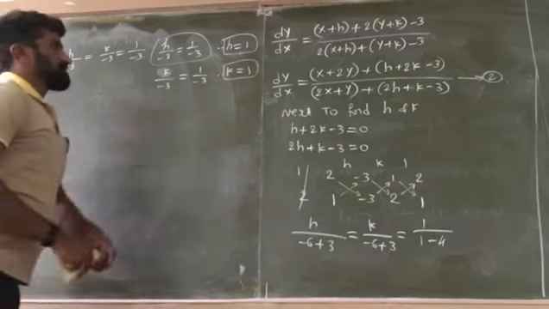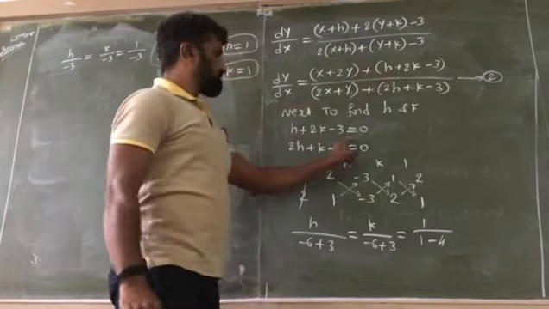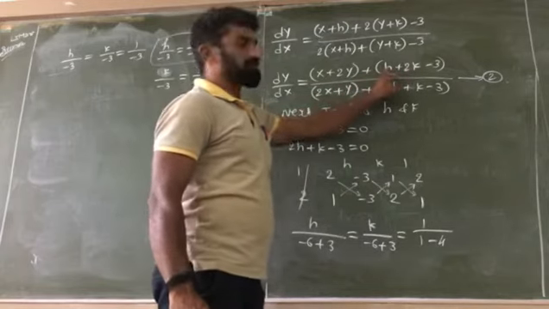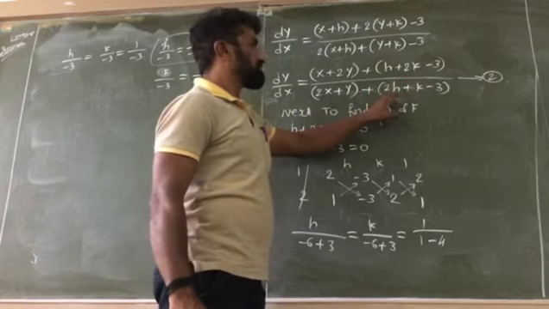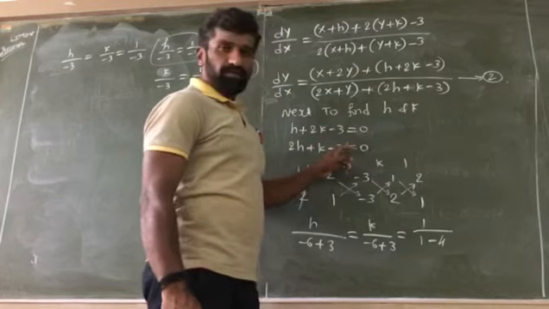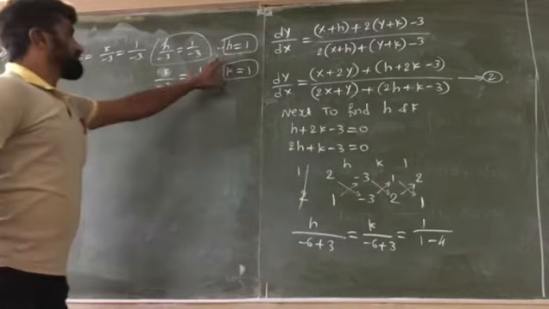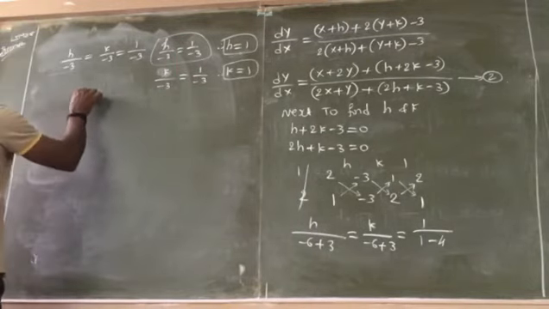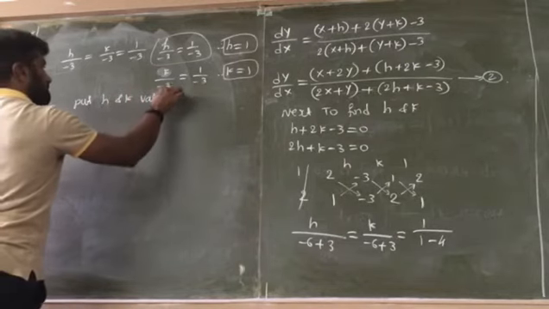If we substitute the h and k values in equation 2, we get that term equal to 0. The h value is 1 and the k value is 1, so 2 plus 1 is 3, and 3 minus 3 is 0. After finding the h and k values, you should write like this. So the next step: put the h and k values in equation 2.